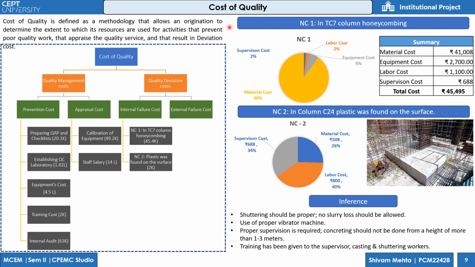Prevention cost is divided into preparation of QAP plan and checklist, which has a cost of 20,000; establishing of quality control laboratory, which has a cost of 1.82 lakhs; equipment cost is 4.5 lakhs; training cost is 2,000; and internal audit is 63,000. And appraisal cost is divided into two: calibration of equipment, which is done annually and has a cost of 49.2 thousand, and staff salaries of 14 lakhs.